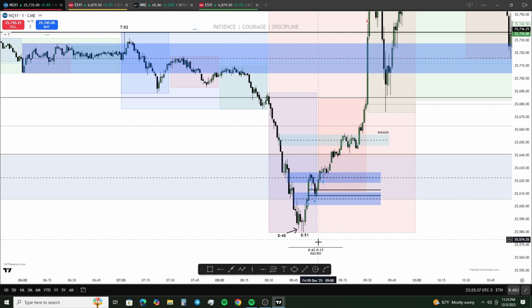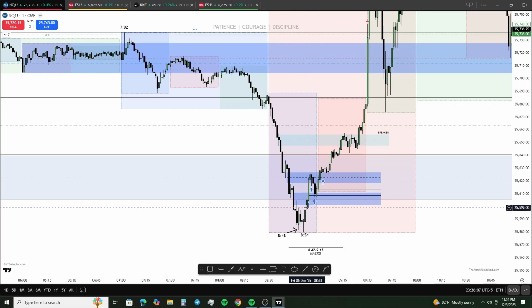You see that 8:42 displaced lower, forming a SIBI. That is a future inverse fair value gap. We see that 8:45 displaced lower, creating another SIBI, creating another future inverse fair value gap. And we see that 8:48 formed a low. That low was then swept at 8:51, was purged. And from 8:51, what do you see? Price starts to spool to the upside.